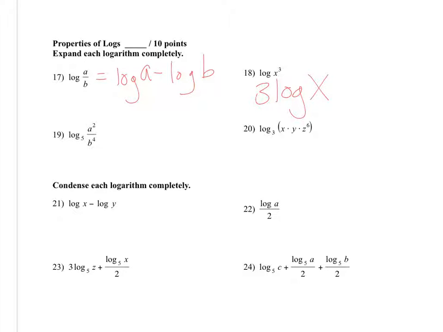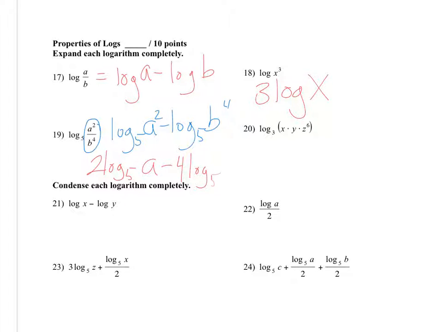For 19, I'm going to start by looking at the division part for expanding. So we're looking at log base 5 of a squared minus log base 5 of b to the 4th. I'm going to bring those powers down to log base 5 of a minus 4 log base 5 of b.